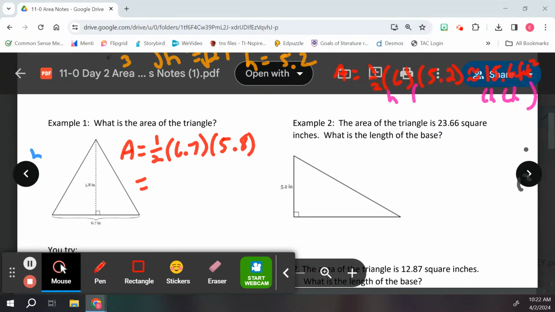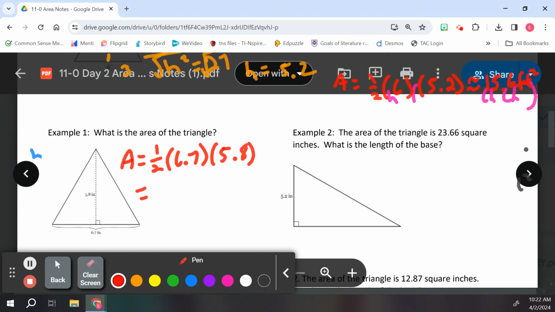Okay. Evelyn, what's the answer? 19.43. Very good. And this will be inches squared. All right. Let's take a look at our next one. It says the area of the triangle is 23.66 square inches. What is the length of the base?